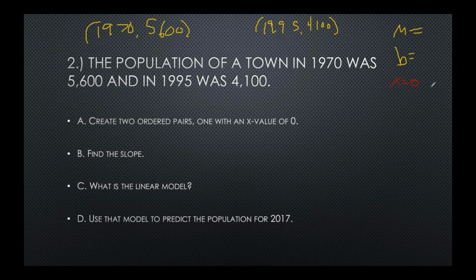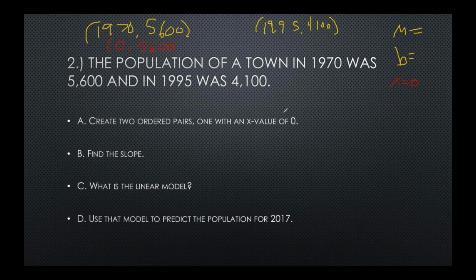Well, in this problem, we're not starting at 0. Neither one of our ordered pairs has an x value of 0. So we can play a game, because math is fun. If I look at my two years, I have 1970 and 1995. The earliest year I'm given is 1970, and therefore that is my starting point. 1970 is my starting point. So I'm going to rewrite this ordered pair with a 0 as 1970.